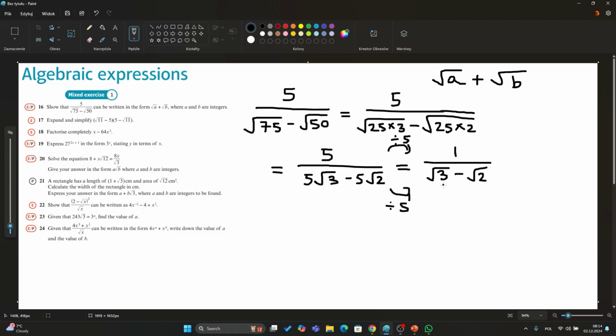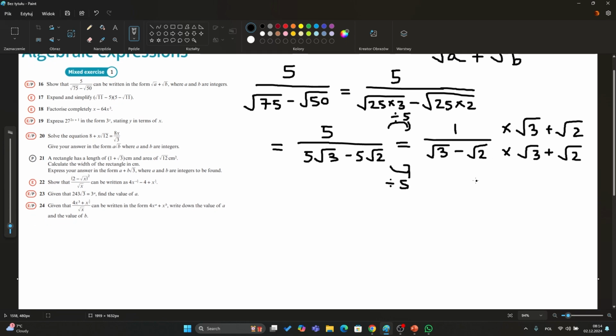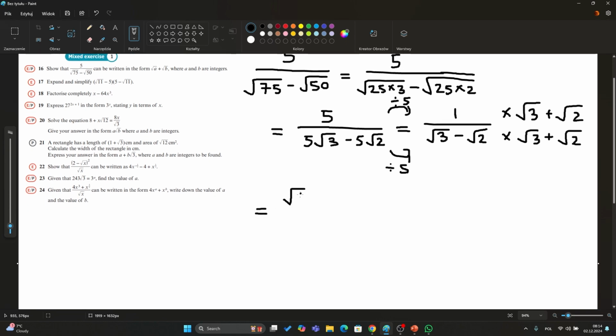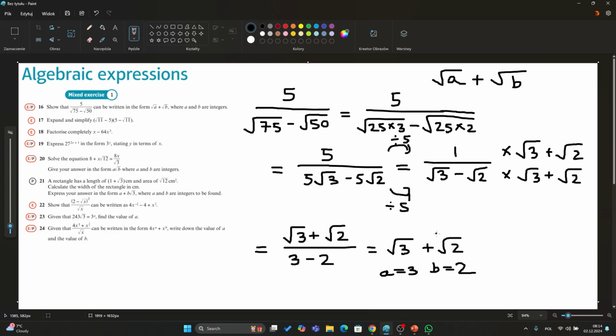Now this is much more friendly, because we multiply it by root 3 plus root 2 and root 3 plus root 2. So what we get is root 3 plus root 2 at the top, and we get 3 minus 2 at the bottom. Therefore we get root 3 plus root 2, and that means that a is 3 and b is 2, or the other way around.